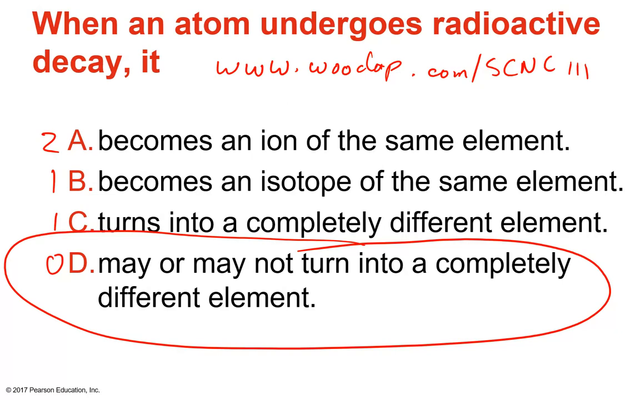Aren't all the answers right then? Well, a completely different element is possible. Isotope is possible. A is wrong because it says same element. If it changes to a different element, it will be an ion. But if it's the same element, it won't. So A was wrong.